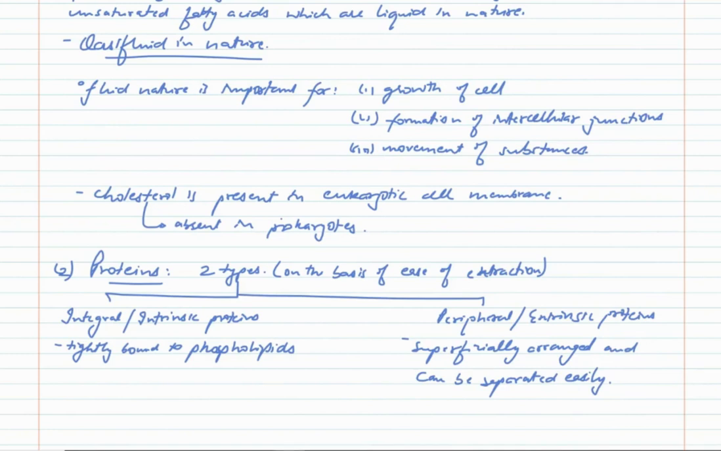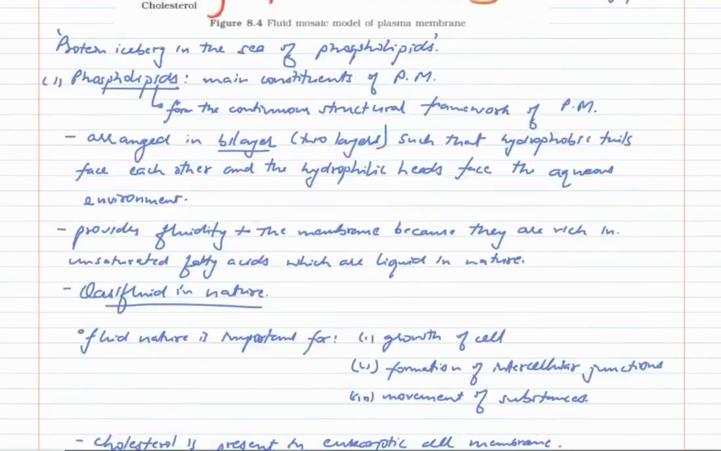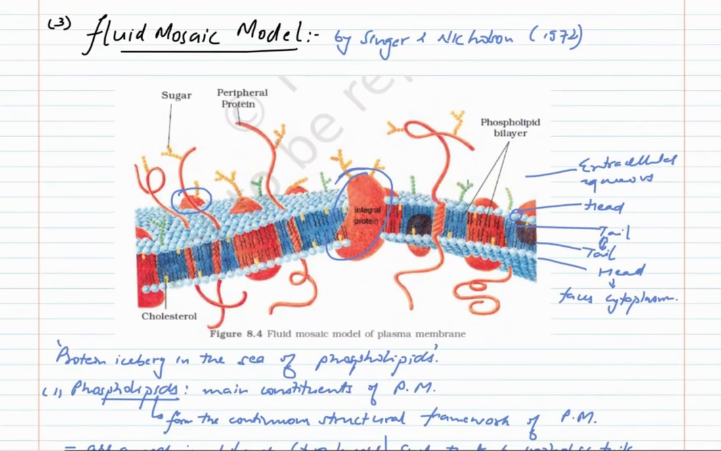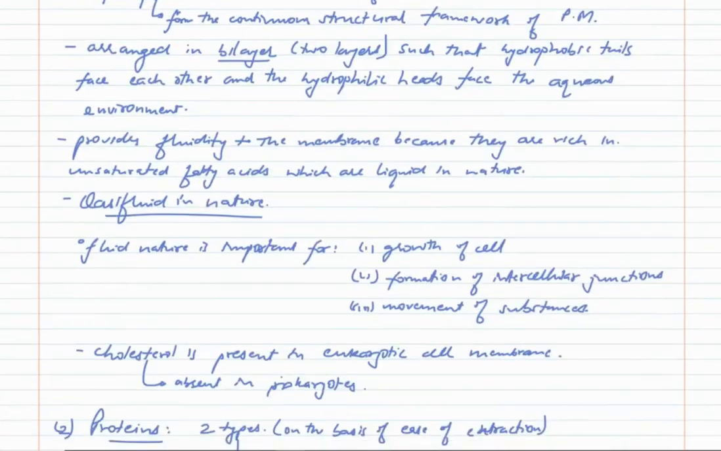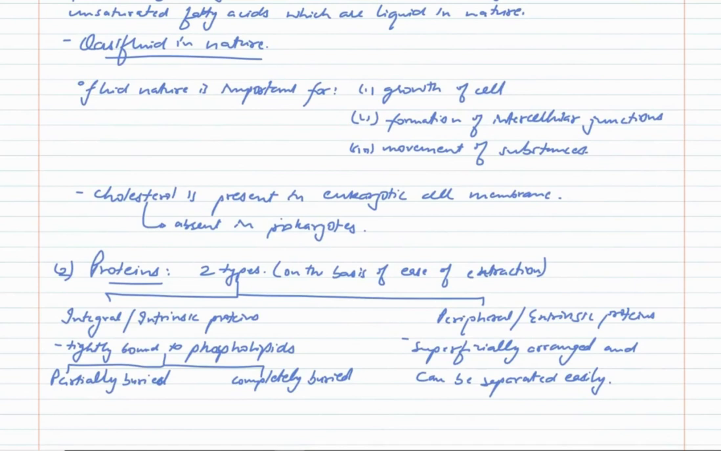Some of these integral or intrinsic proteins are partially buried. Some are completely buried. As we can see in this image, this is a completely buried integral protein, whereas this is a partially buried integral protein. So intrinsic proteins can be partially buried or completely buried.